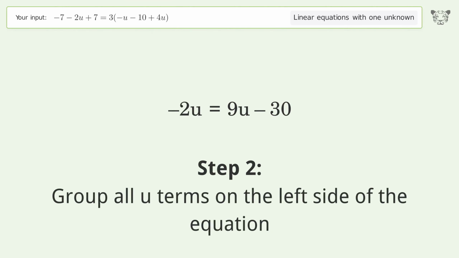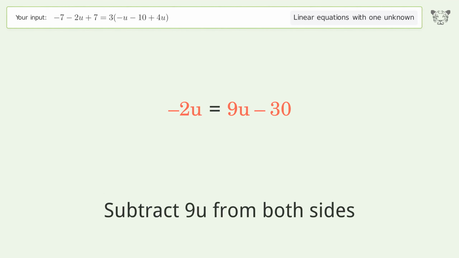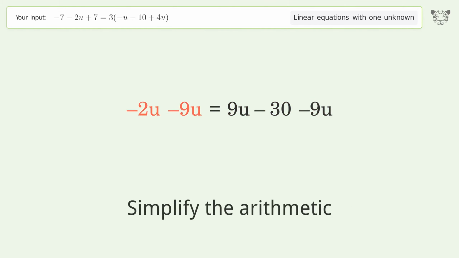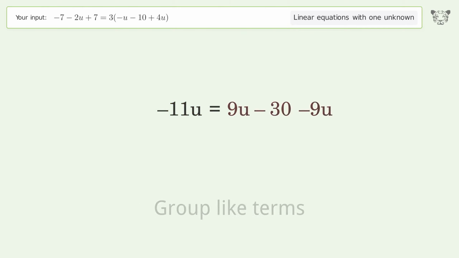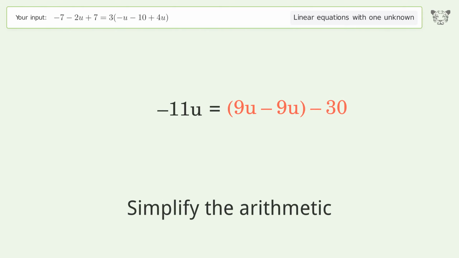Group all u terms on the left side of the equation. Subtract 9u from both sides. Simplify the arithmetic. Group like terms. Simplify the arithmetic.